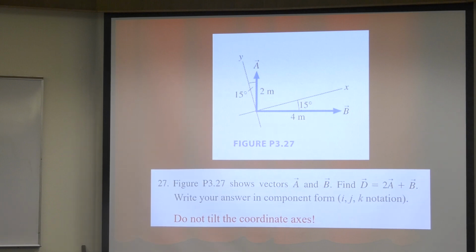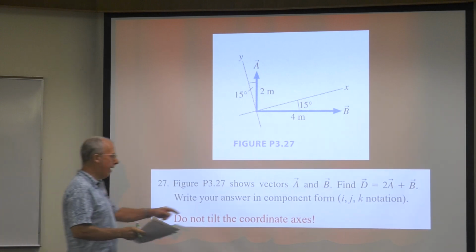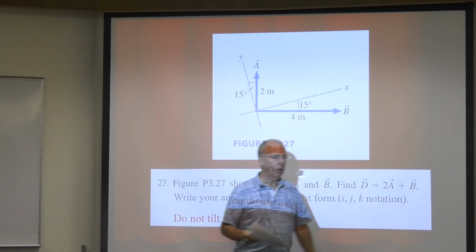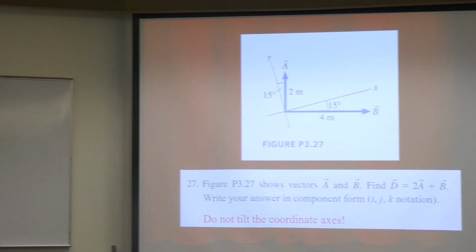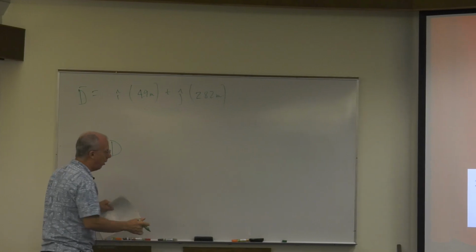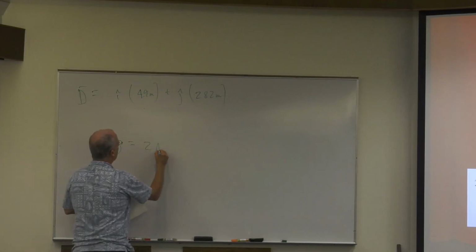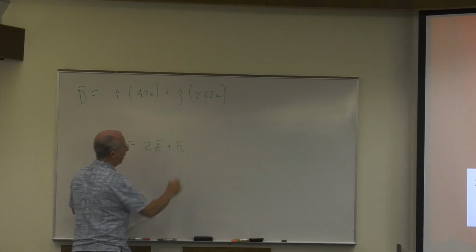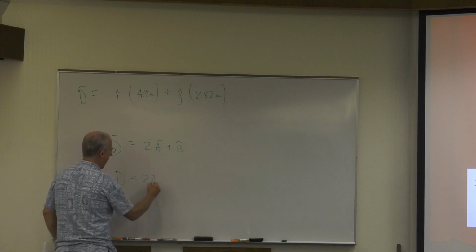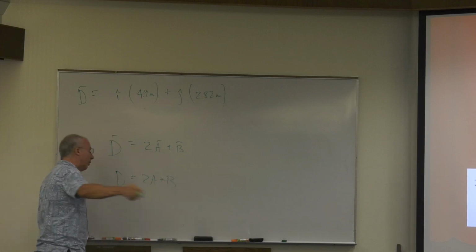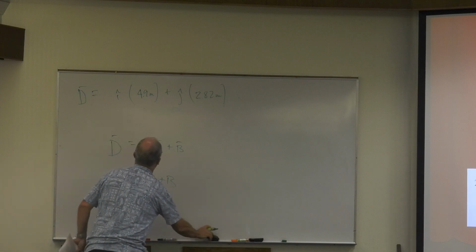What's the magnitude of D? This is the vector equation for D. What's the magnitude? Some people think it's this. This is wrong. What I'm about to write is wrong. Here's the vector equation. Some people do this: magnitude of D equals that plus that. Totally wrong.